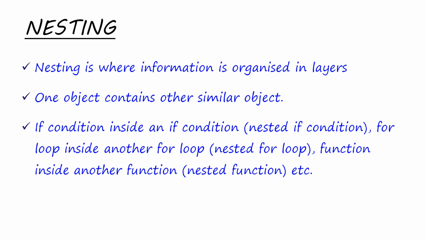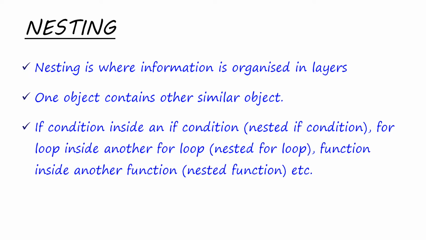So now you know what conditional statements and loops are. Also, you have done nested if-else statements. So what does nesting mean? Nesting is anything where information is organized in layers. In simple words, if any object contains another object of the same type, then it is nesting. For example, if an if condition is present inside another if, then it is nested if. If a for loop is present inside another for loop, then it is nested for. And if a function is present inside another function, then it is a nested function. You'll study about functions in later videos.